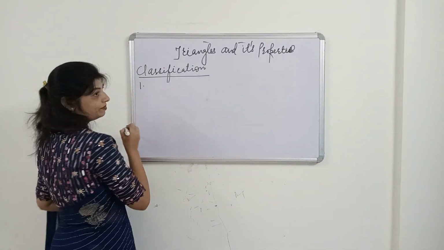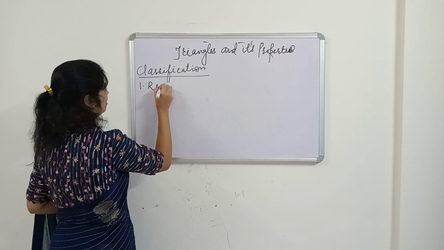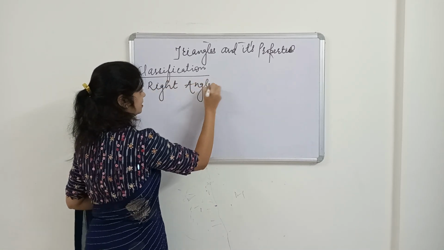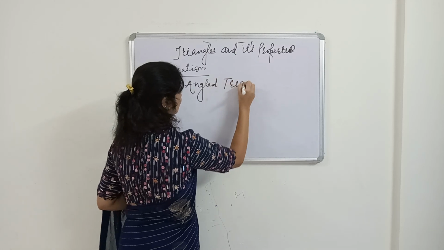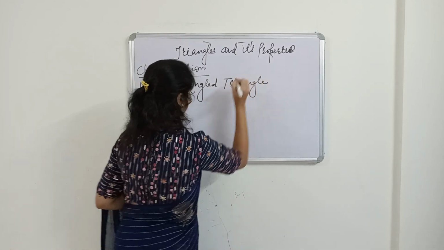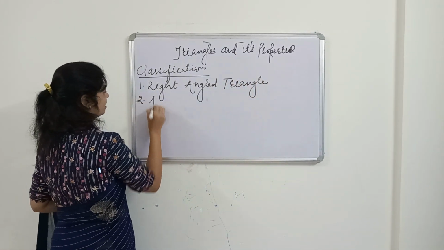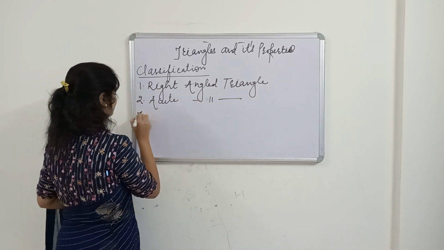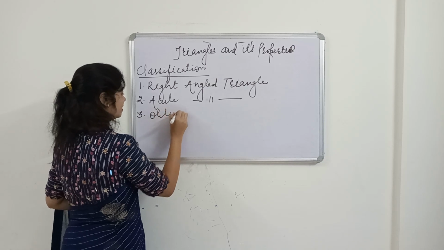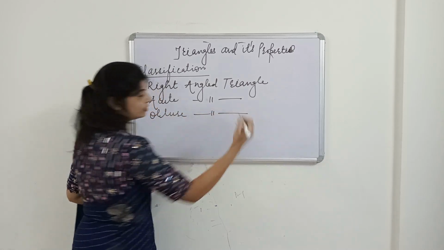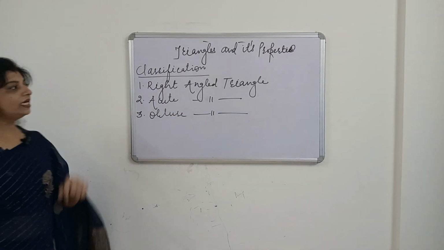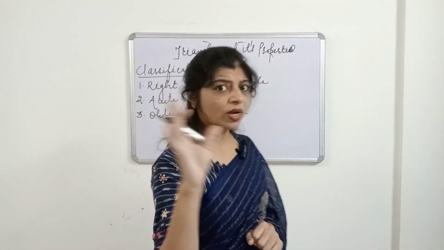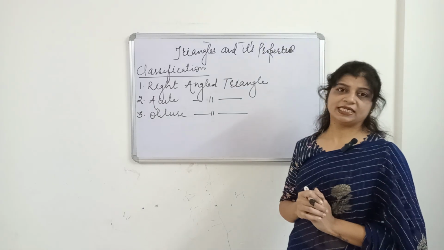So first is right angled triangle. Next is an acute angled triangle. Third is an obtuse angled triangle. A right angled triangle means any triangle in which at least one angle measures equal to 90 degrees.